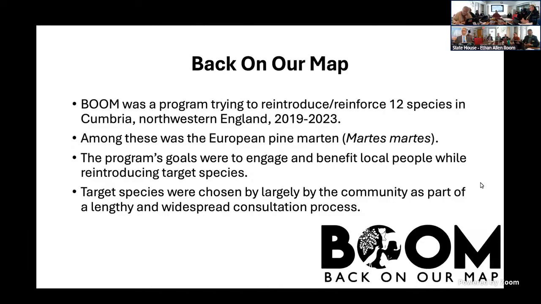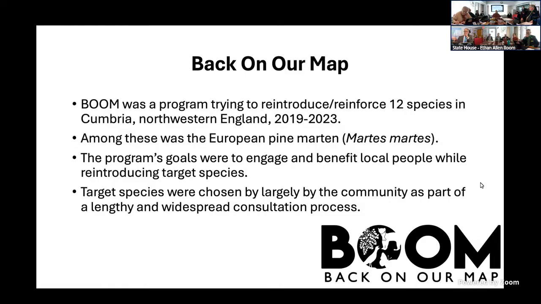Across the water, the other program that I want to talk about a little bit here is Back on Our Map, BOOM. I tell my students that if you want to have impact, then you should get a good acronym. This is a program that was looking to reintroduce or reinforce 12 different locally extinct or rare species in the northwestern part of England. England is about the most biologically degraded country in the world for its size, but Old England does have a few lessons for us here in New England. One of these was the European pine marten, again, fairly similar to the pine marten that we have here.